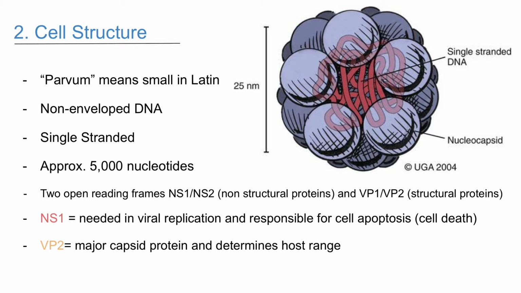NS1 is needed in viral replication, and it is responsible for cell apoptosis, which is cell death. VP2 is a major capsid protein and determines host range.